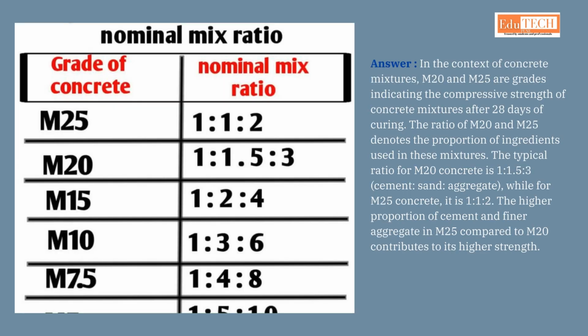Answer: in the context of concrete mixtures, M20 and M25 are grades indicating the compressive strength of concrete mixtures after 28 days of curing. The ratio of M20 and M25 denotes the proportion of ingredients used in these mixtures. The typical ratio for M20 concrete is 1:1.5:3 cement, sand, aggregate, while for M25 concrete, it is 1:1:2. The higher proportion of cement and finer aggregate in M25 compared to M20 contributes to its higher strength.